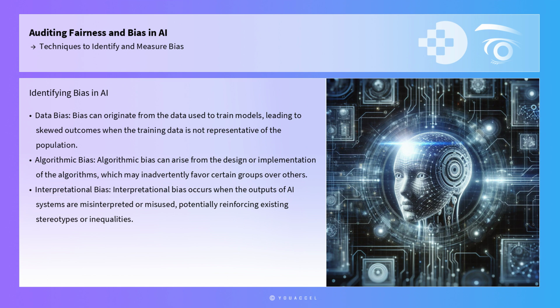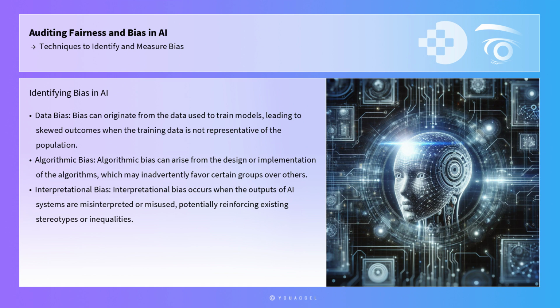Identifying bias in AI begins with understanding the sources of bias. Bias can originate from the data used to train models, the algorithms themselves, or even the way results are interpreted. Data bias occurs when the training data is not representative of the population it intends to serve, leading to skewed outcomes. For instance, a facial recognition system trained predominantly on Caucasian faces may not perform well on individuals of other ethnicities, leading to higher error rates for those groups.